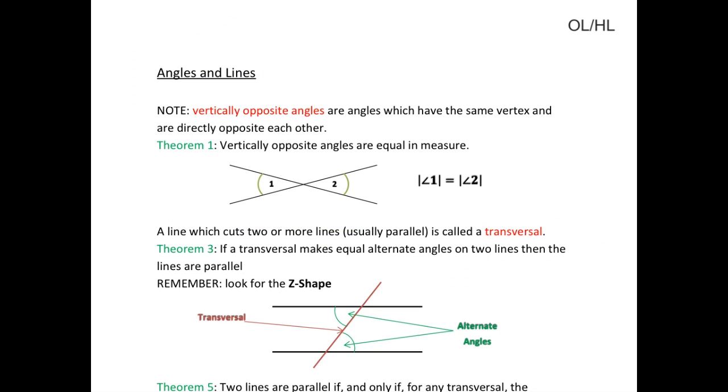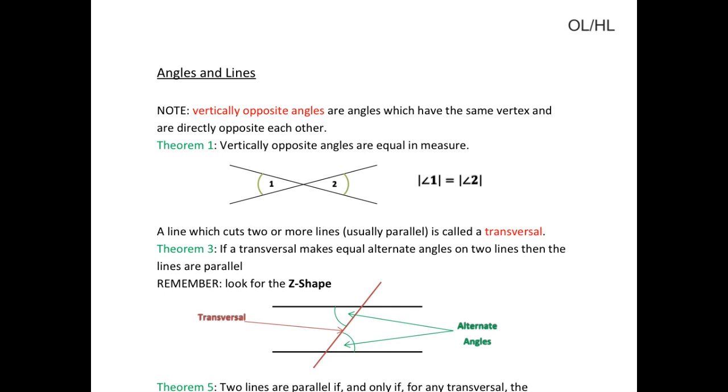In this video, I'm just going to have a quick review of some of the topics from the Junior Certificate Geometry course. So our first stop is angles and lines. The first concept we're going to look at is vertically opposite angles.